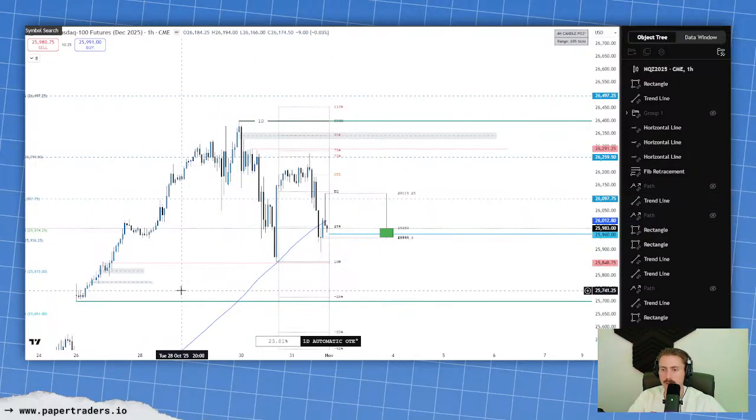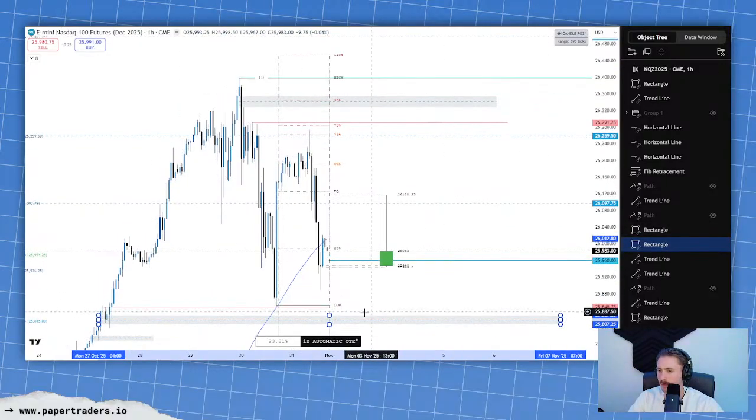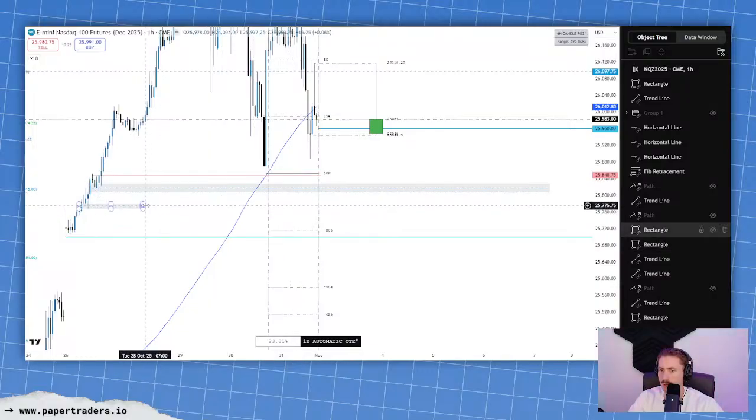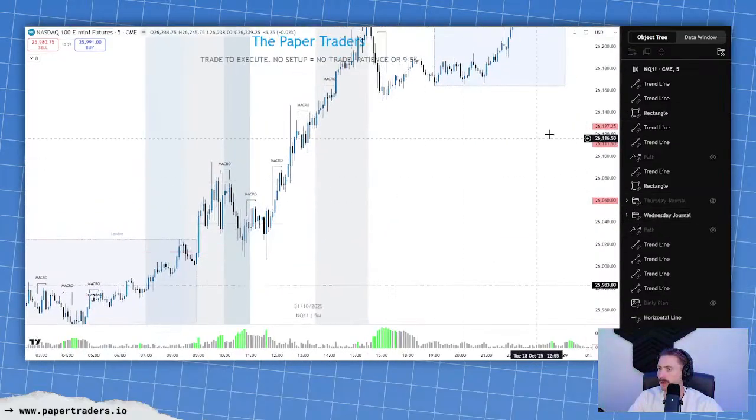Actually, some of these we want to keep because there were times where we just swept them and held those levels. So let's see here, right there. Moving on to Wednesday.